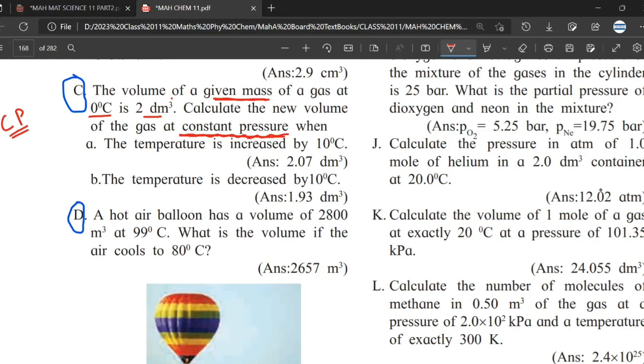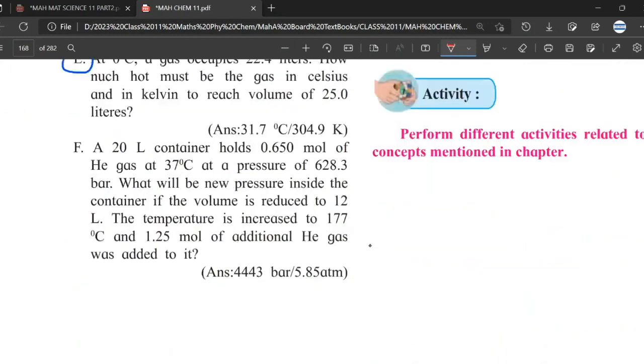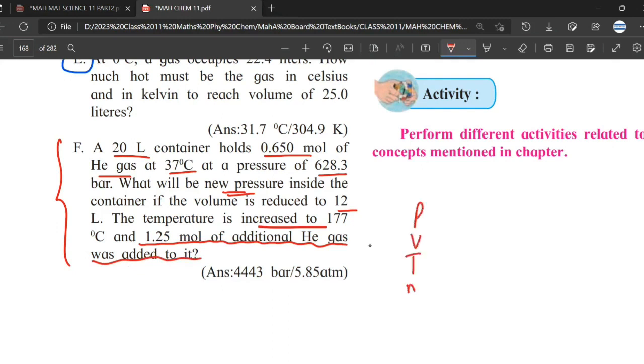Yes. Because we are doing Charles law, we know we are doing numericals of Charles law. But in the examination, we won't be aware which numerical is this. Now compare this kind of numerical with this kind of numerical. A 20-liter container holds 0.65 mole of helium gas at 36 degrees Celsius at a pressure of this. What will be the new pressure inside the container if the volume is reduced to 12 liter, the temperature is increased, and 1.25 mole of additional helium gas is added to it? Now, when they say this, again we have P, V, T, and n.